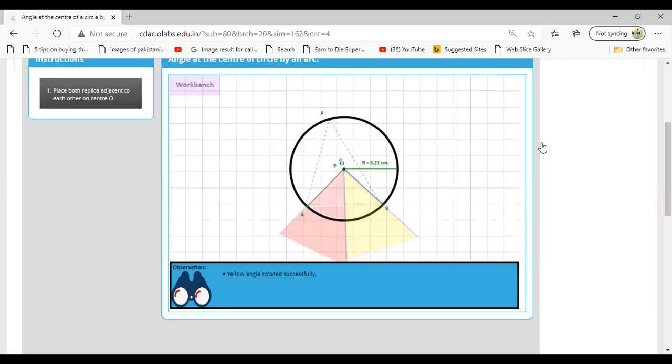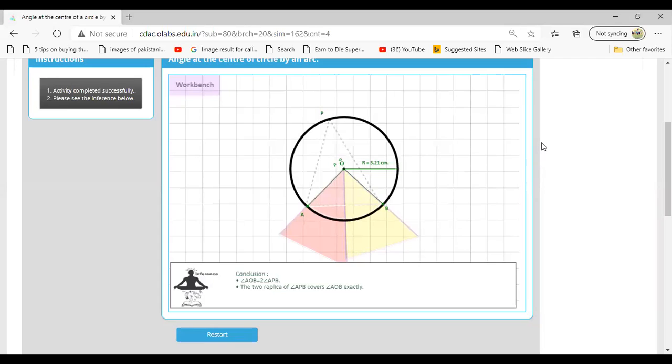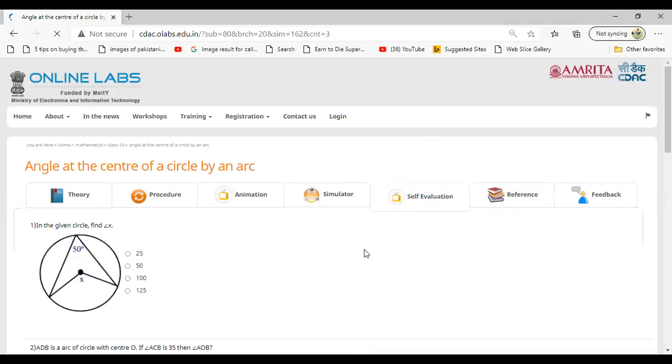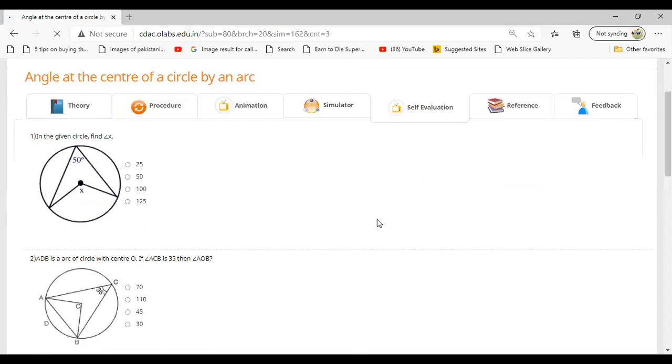Not correct. It will show not correct if the point does not coincide exactly. If it is correct, then you will get this point. The activity is completed here. Some questions are there for self-evaluation. So all of you can unmute yourself.